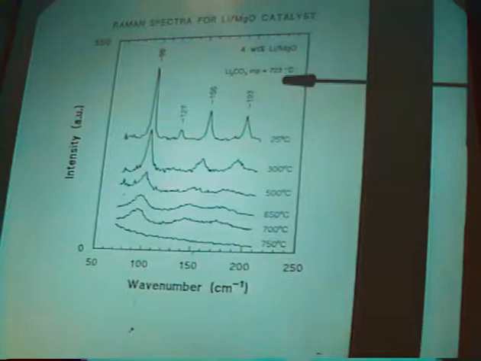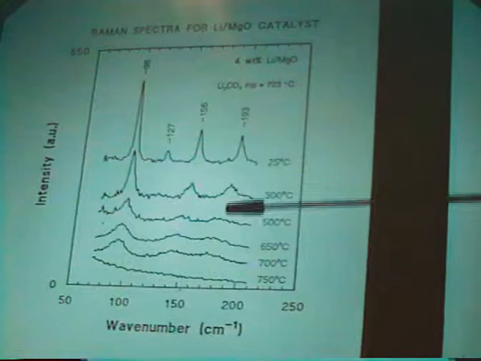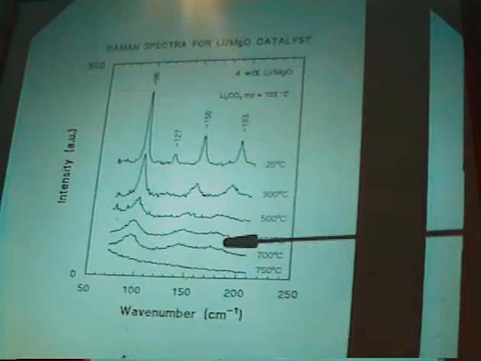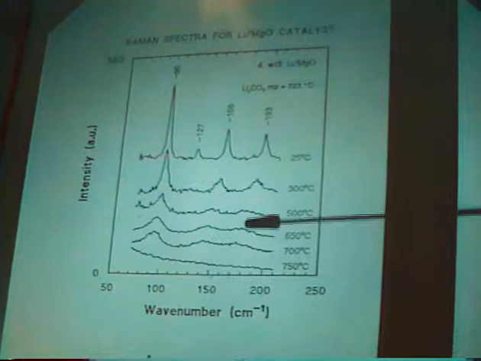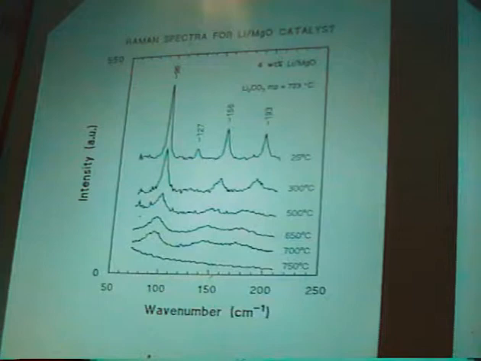In this case, as we began to heat the sample at progressively higher temperatures, we find that the lines broaden, but even at 700 degrees C, we still see these lattice modes. And it's not until we reach 750 degrees C that they completely disappear. So our conclusion is that unlike the case of sodium tungstate on cerium oxide, under catalytic conditions, lithium carbonate is still a solid, still a crystalline material on magnesium oxide. So in one case you have melting, and so you have a molten phase. In the other case, you do not have melting.